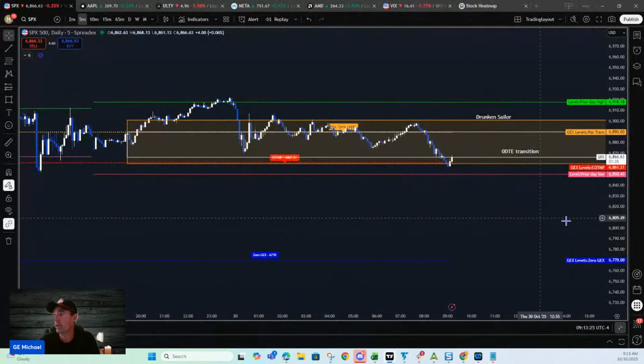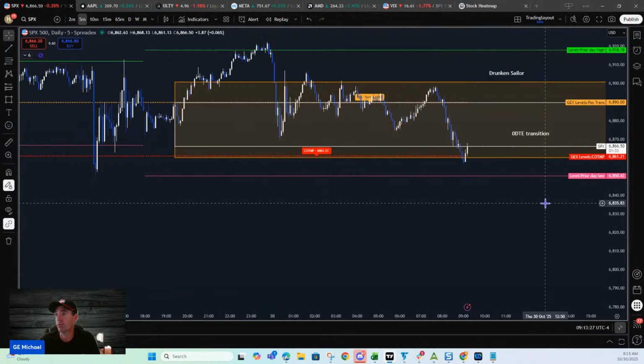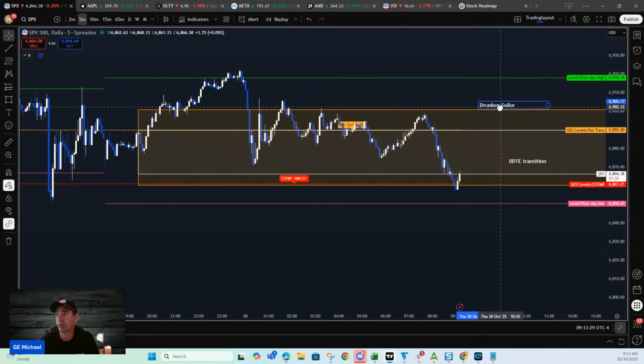All right, looking at the TradingView chart, I've overlaid the full expiry as well as our drunken sailor range and 0 DTE transition. As you can see already, we're interacting with COTMP. Historically, this is an area where we see a bounce. This is where out of the money calls become in the money, and we usually see or anticipate some monetization or interaction with that area.